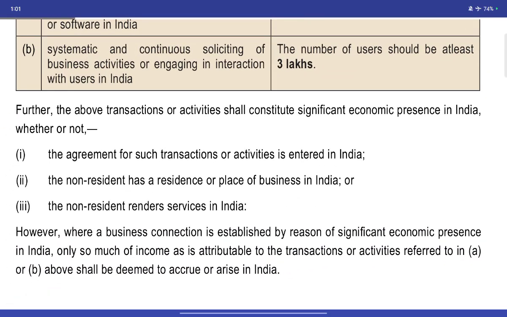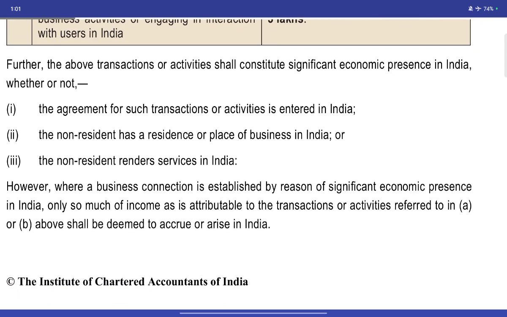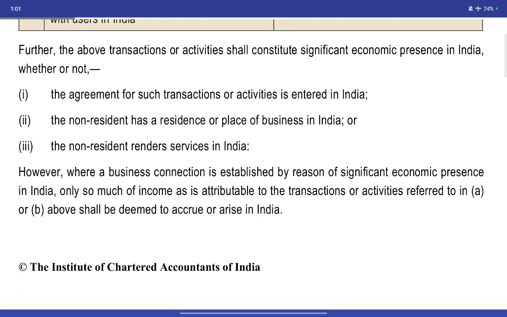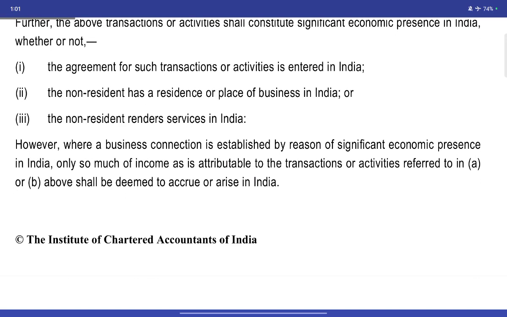Further, the above transactions or activities shall constitute significant economic presence in India, whether or not the agreement for such transactions or activities is entered in India, or the non-resident has a residence or place of business in India, or the non-resident renders services in India. However, where the business connection is established by reason of a specific significant economic presence in India, only such part of the income as is attributable to the transactions and activities referred to in A and B should be deemed to accrue and arise in India.